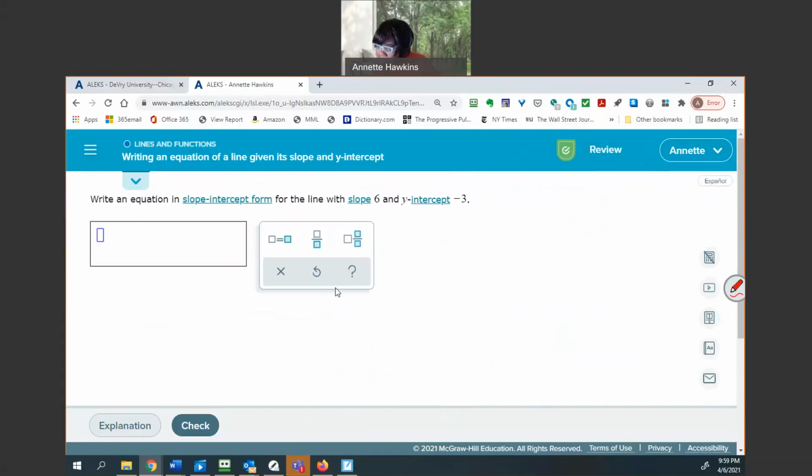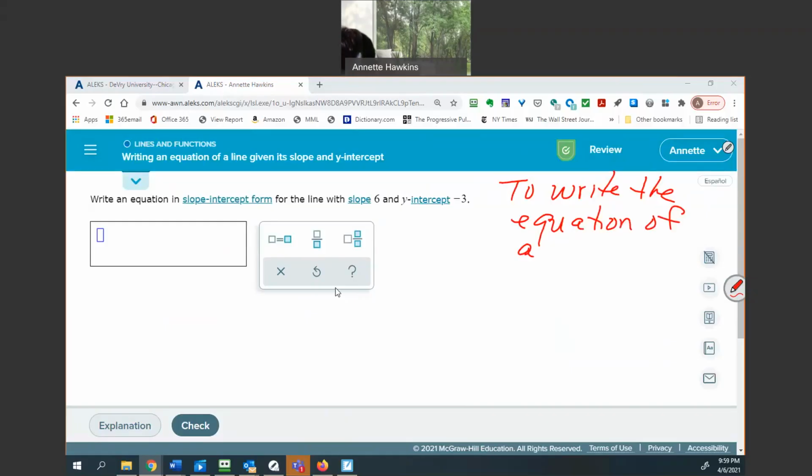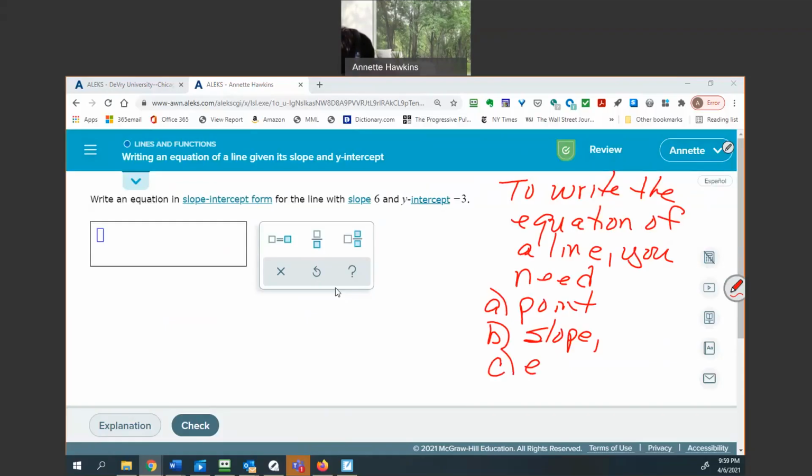It says write an equation in slope-intercept form of a line with slope and y-intercept. So to write the equation of a line, you need a point. Doesn't matter what point it is. You need the slope, and you need an equation generator.